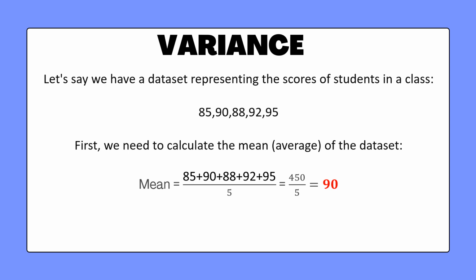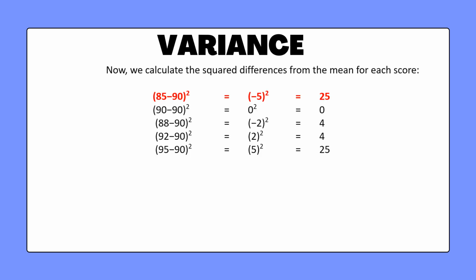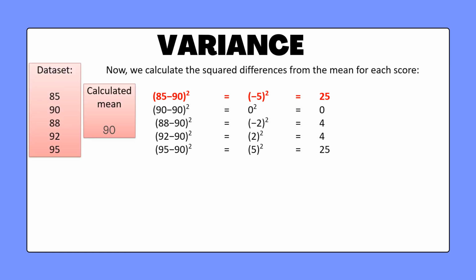First, we need to calculate the mean or average of the data set. So, mean equals the summation of 85, 90, 88, 92, and 95, all over 5. That will be 450 over 5. So the mean from this data set is 90. Now, we calculate the squared differences from the mean for each score. From the data set, the mean is 90.